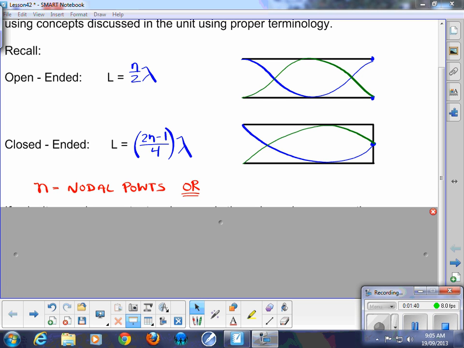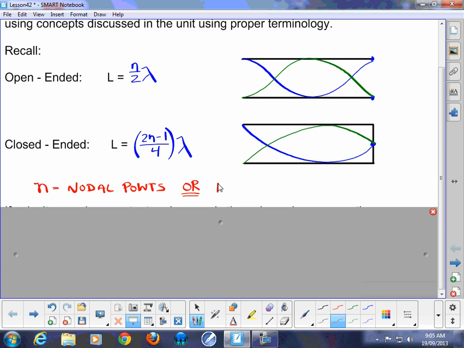So the one thing I want to clarify, or make sure everyone's comfortable with, is n is our number of nodal points, or at least it was with the previous lesson. And it also could represent the number of the resonant length. So the third, fourth, fifth resonant length. All right, so when you're going through and doing some of the homework, they could use either terminology to give you the value of n in the question.